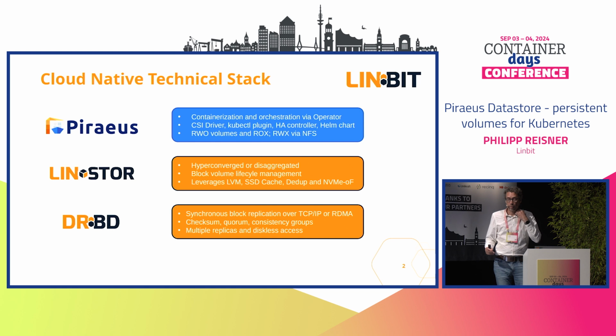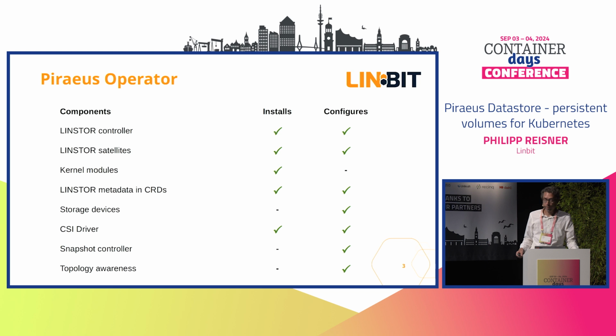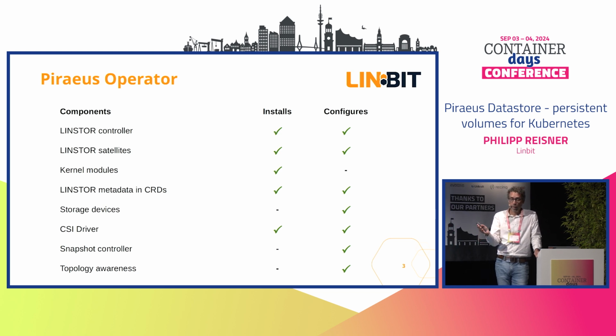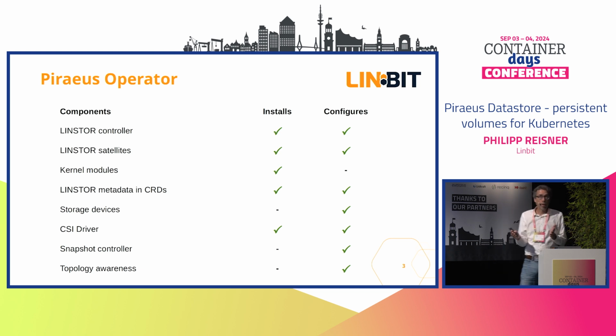And yeah, the agenda of the talk is I will first go into Piraeus, and then LINSTOR and DRBD, that will be a little bit mixed. So let's start with the operator. What is it doing? It deploys all the components of the software-defined storage to your Kubernetes cluster. And that consists of the LINSTOR controller, the LINSTOR satellites, the kernel module, and here we have variations depending on your Kubernetes distribution, where the necessary kernel modules are coming from.